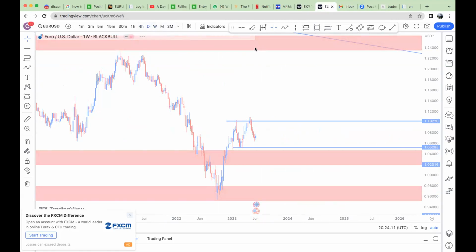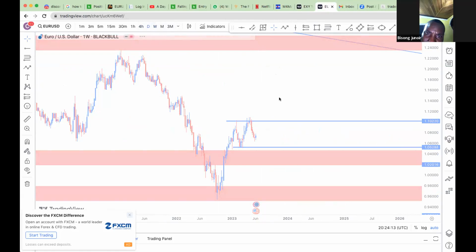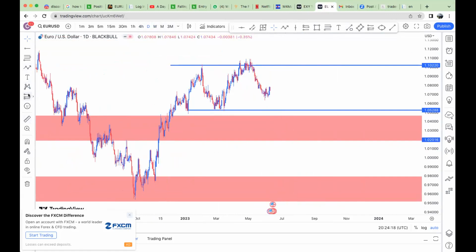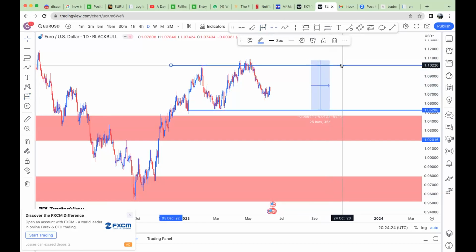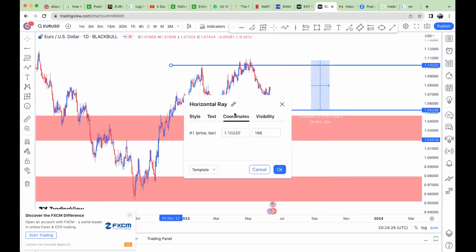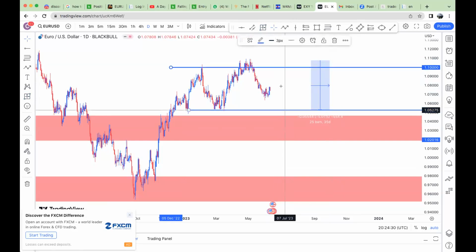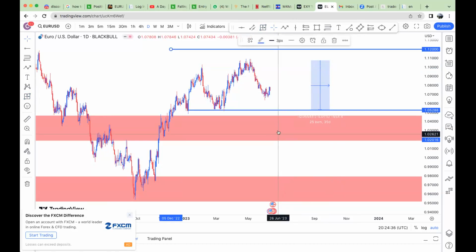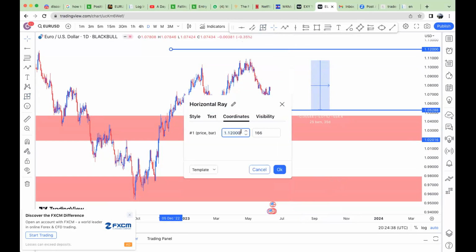Okay, so let me go to the 1 hour. I have marked my important levels. In this market, for example, my place of interest is between this place and this place. What I will do is mark whole numbers. 1.1, okay, no. 1.12, no, 1.11.